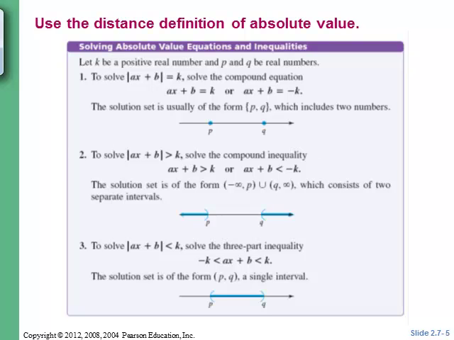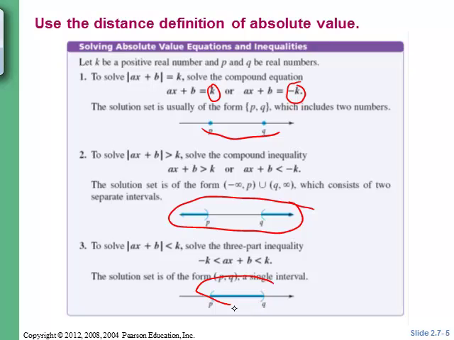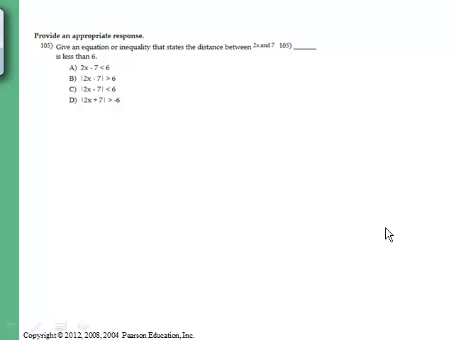To solve an equation where they are equal, you have to say x is k or negative k. And usually you end up with 2 points. If you have a greater than, then it's either greater than k or it's less than negative k, in which case you're going to have going out. If you have a less than sign, it's going to be a between. Okay, so let's get started.